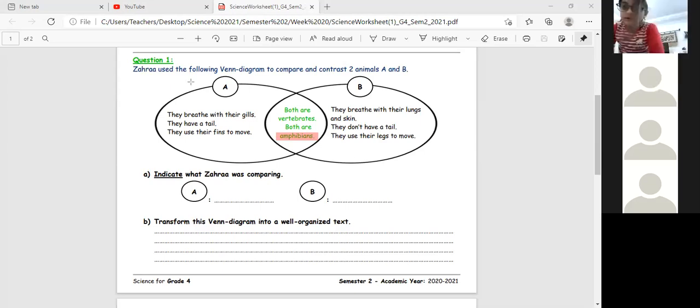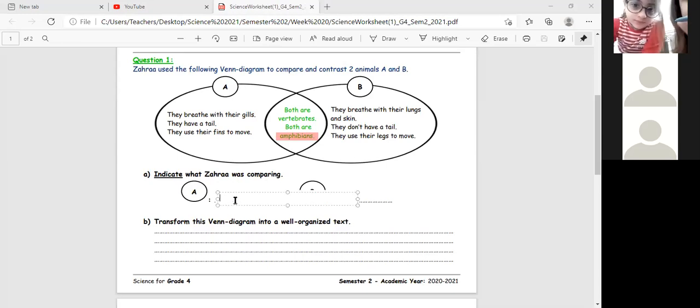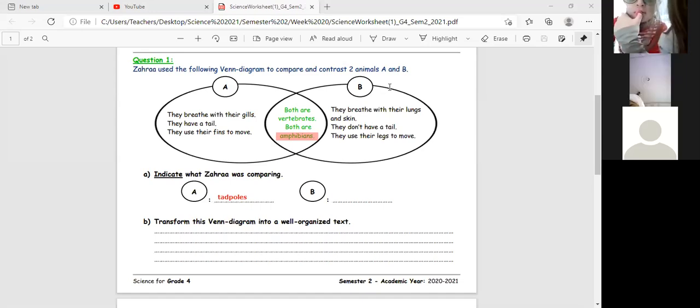It's a fish. Tadpoles. Thank you, Lana. Fish are not amphibians. Fish are fish. Didn't we say that vertebrates are classified into 5 groups? Fish, amphibians, reptiles, birds, and mammals. Fish are fish. But now I want an amphibian that has gills to breathe, fins to move, and has a tail. Lana, what about B?